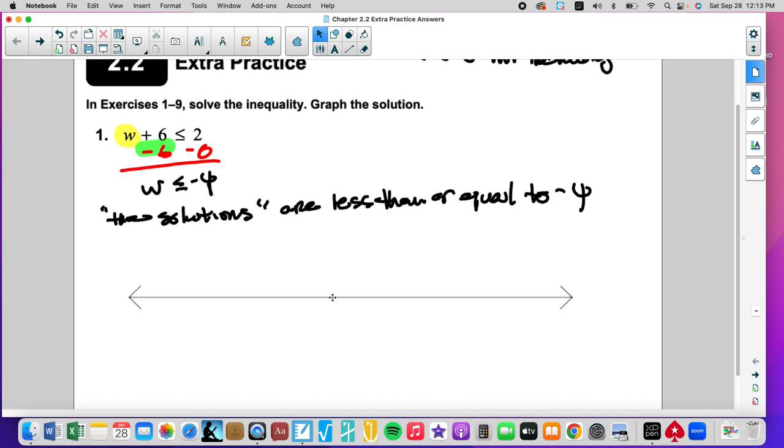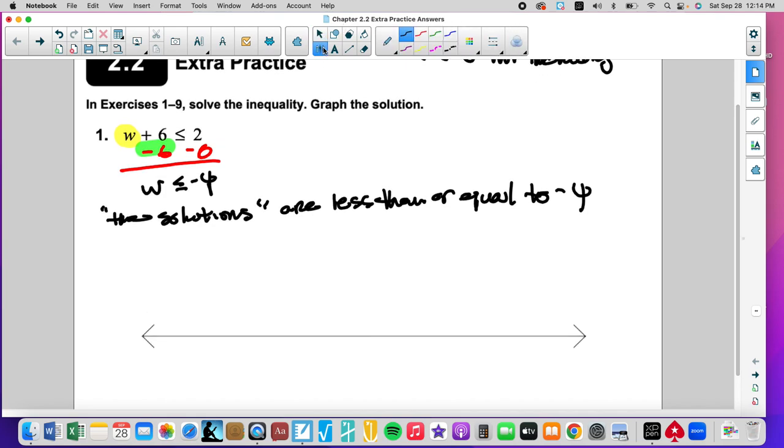Well, here's my number line. I'm going to show where 0 is. I'm going to show where my boundary is, which is -4. So this is going to separate true values and false values. One side will be true values, one side will be false values. The true values are considered the solutions. The false side is called, they're not solutions.